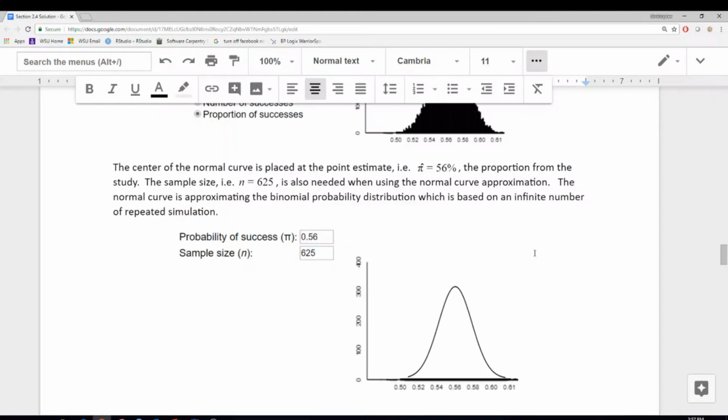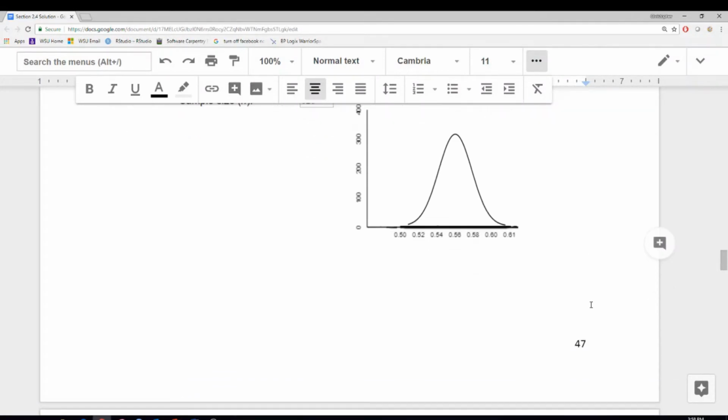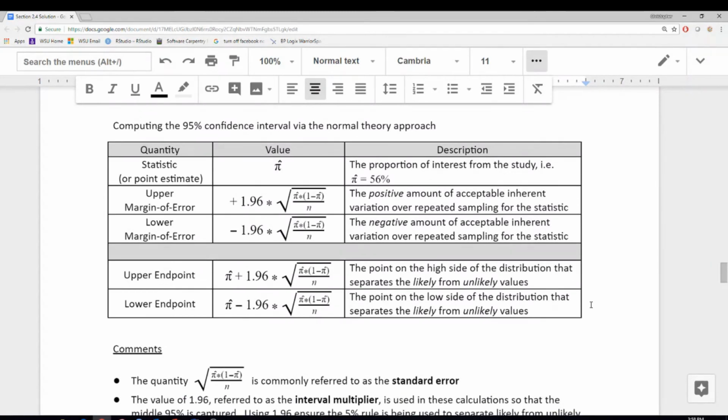Now recall that the binomial probability distribution is based on an infinite number of repeated samples. So if we use the bell curve, we're going to get the same exact answer when two different people use these calculations. So what are those calculations? Well, it starts with a statistic or a measurement of interest, sometimes called a point estimate, and that is identified with the pi hat quantity. In this particular example, the pi hat quantity is that 56%.